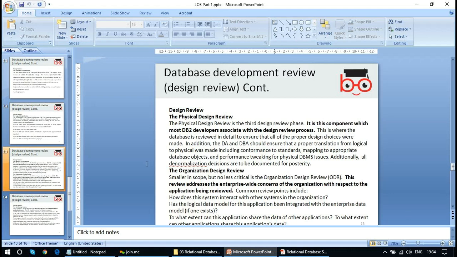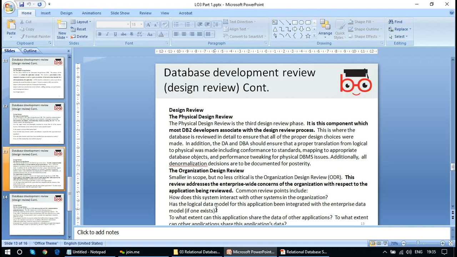The organization design review, smaller in scope but no less critical, is the organization design review. This review addresses the enterprise wide concerns of the organization with respect to the application being reviewed. Common review points include how the system interacts with the other systems in the organization.